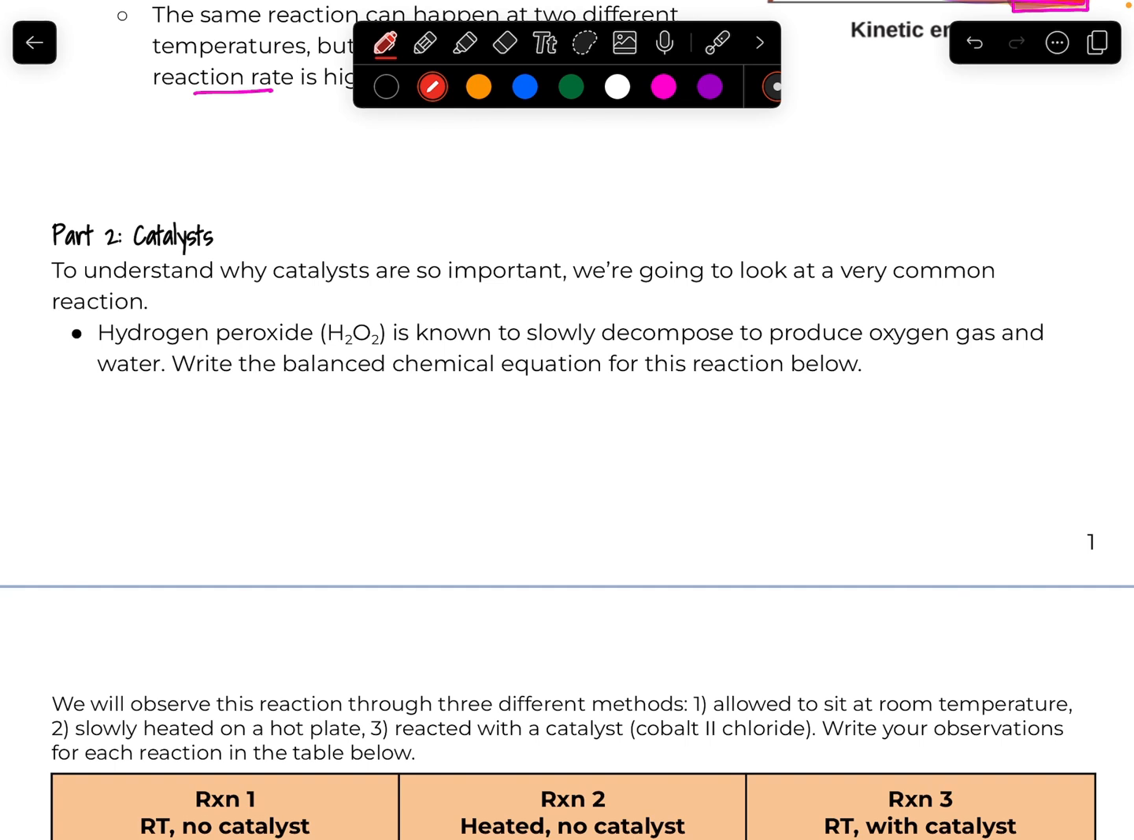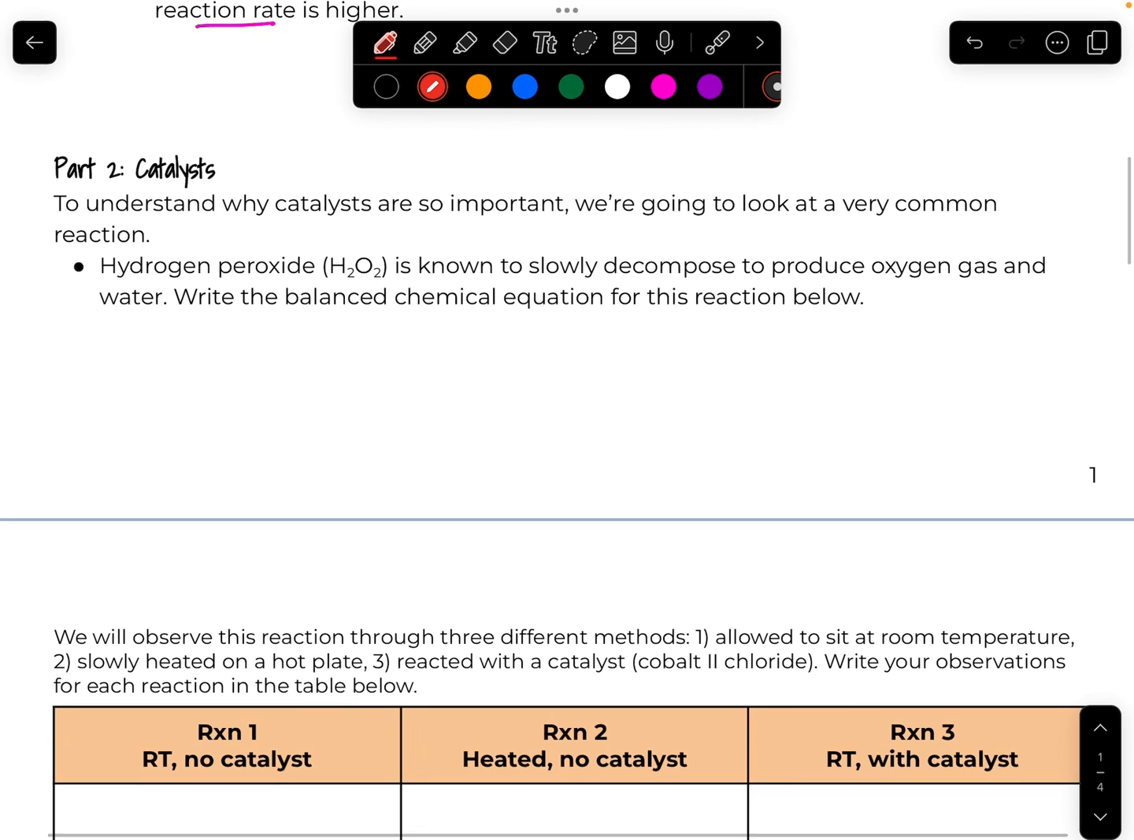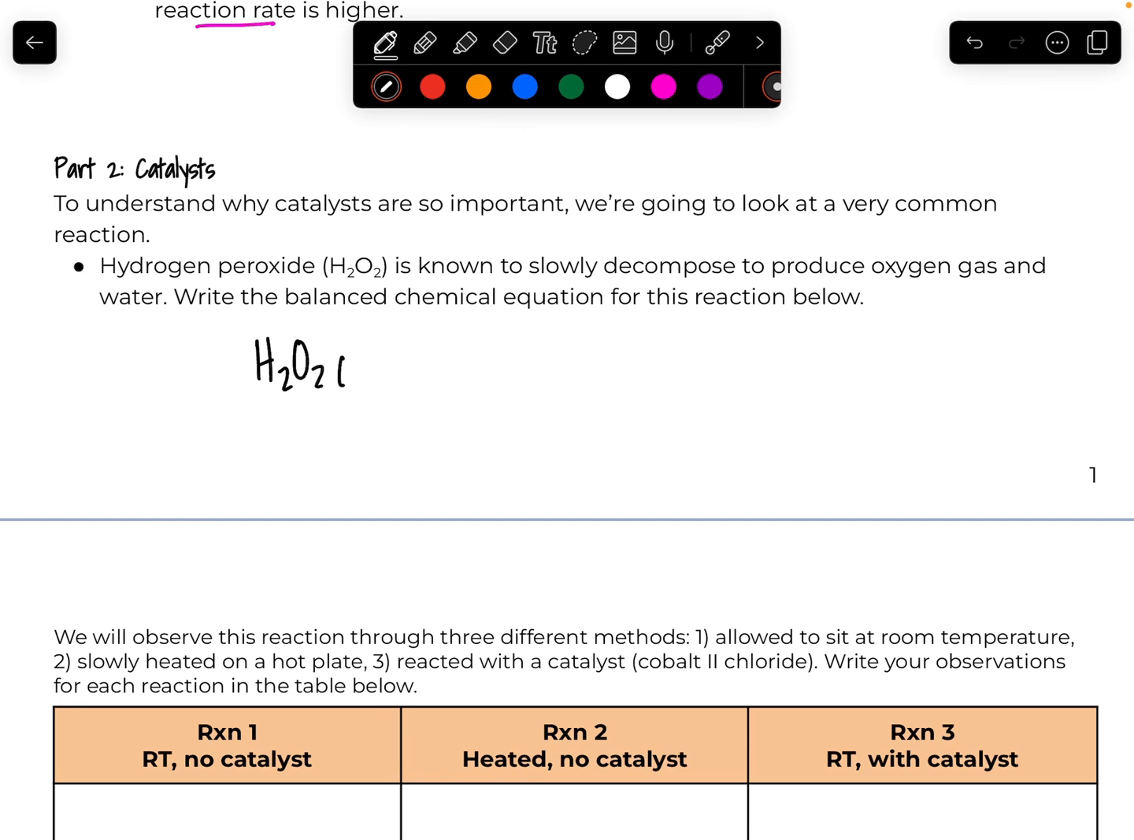And the slide deck will help you work through this section of your packet. But really what you're going to be looking at to help you determine what the purpose of a catalyst is and how it helps you speed up the rate of a reaction is this decomposition of hydrogen peroxide reaction. So hydrogen peroxide has the formula H2O2.